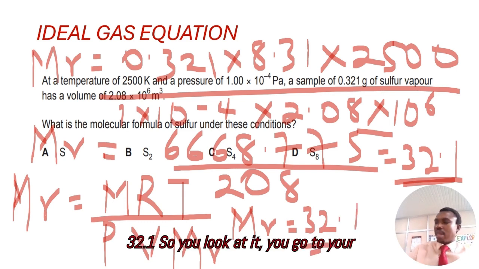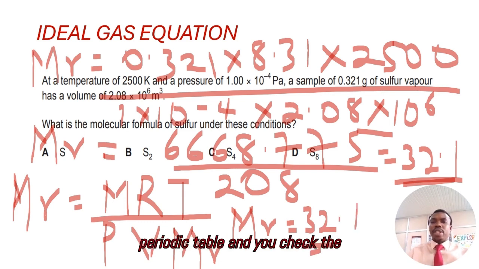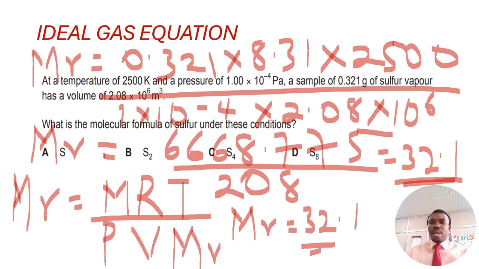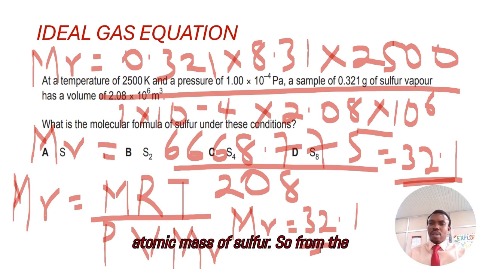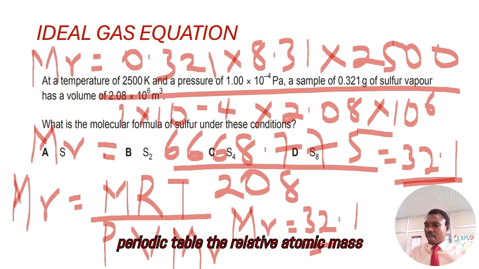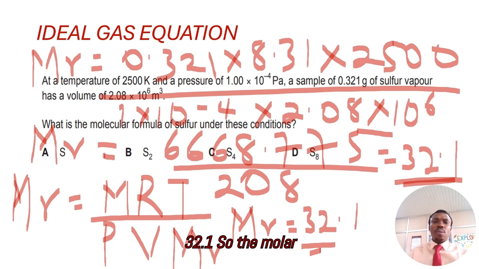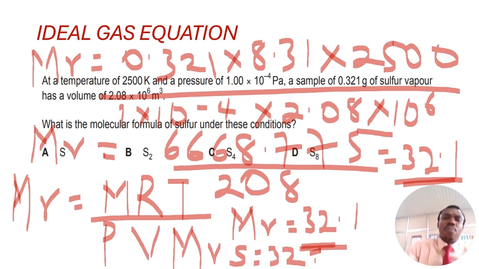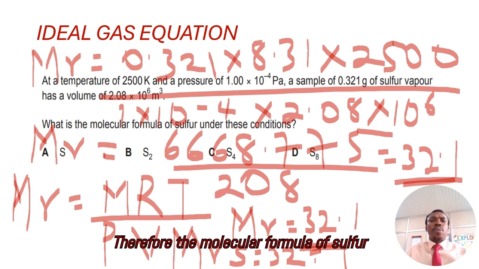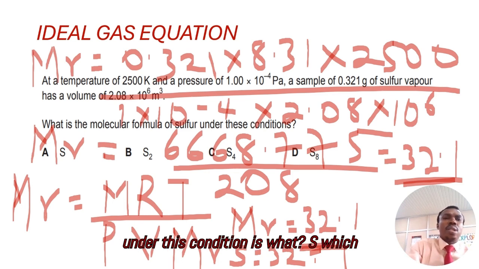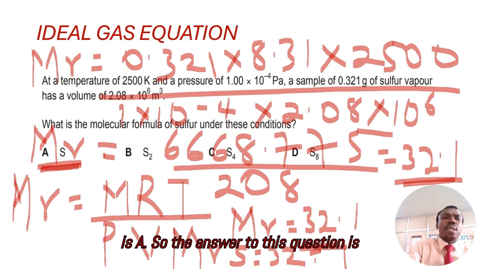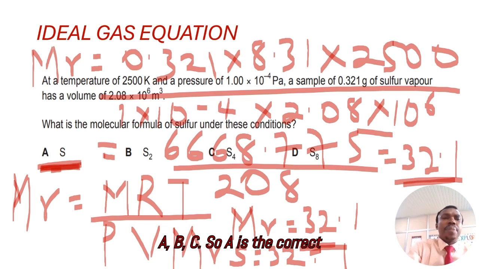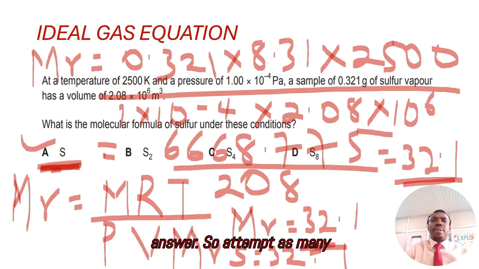So you go to your periodic table and check the relative atomic mass of sulfur. From your periodic table, the relative atomic mass of sulfur is 32.1. So the molar mass of sulfur is 32.1. Therefore, the molecular formula of sulfur under this condition is S, which is A. So the answer to this question is A. It's as simple as A, B, C. So A is the correct answer.